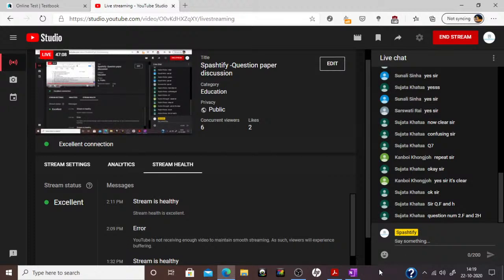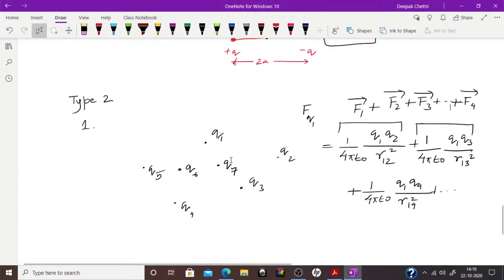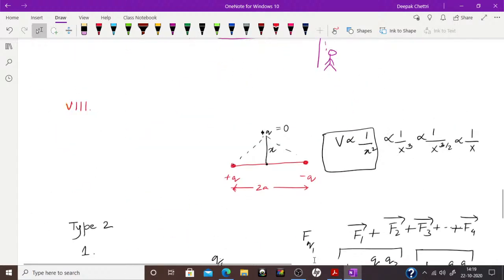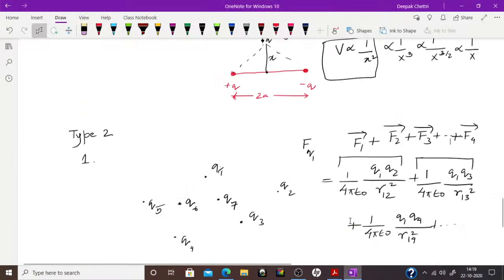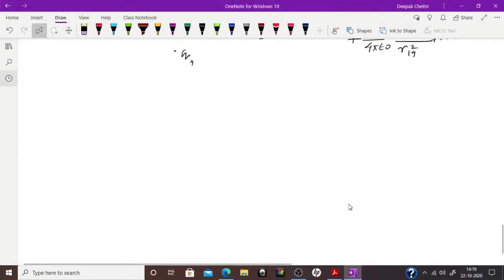Question number F and H. Okay, so I hope this is clear to you. So question number F. What is question number F? How will you define RMS value of alternating current? We have already done this. RMS value, so question number F, right?